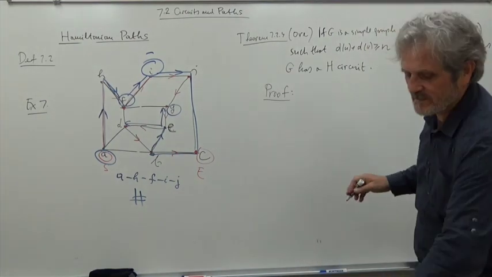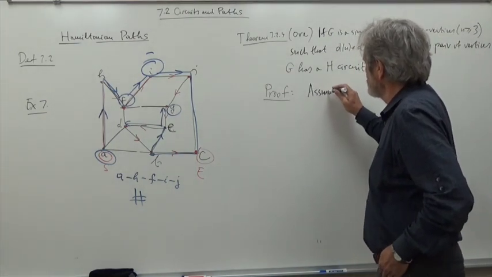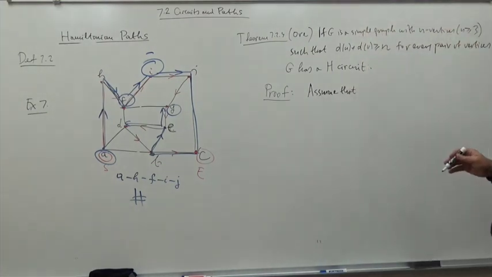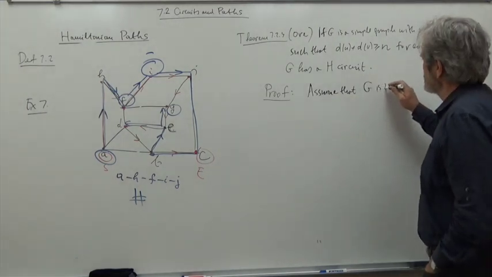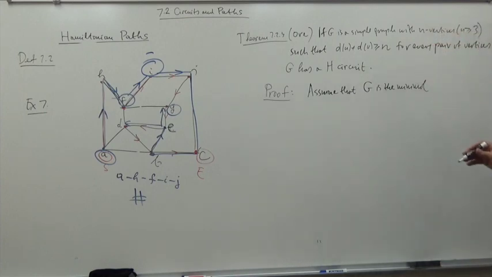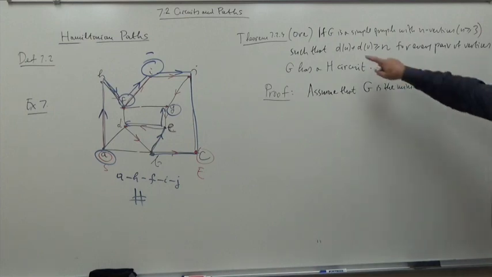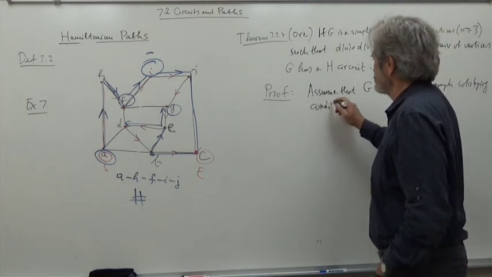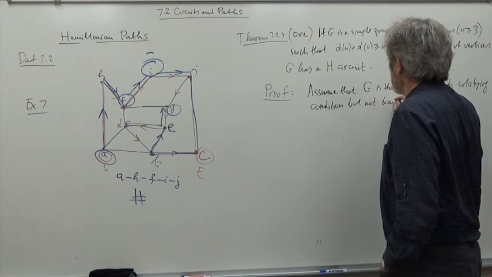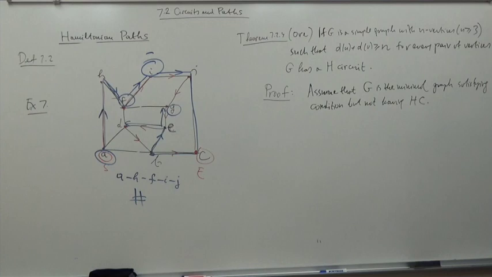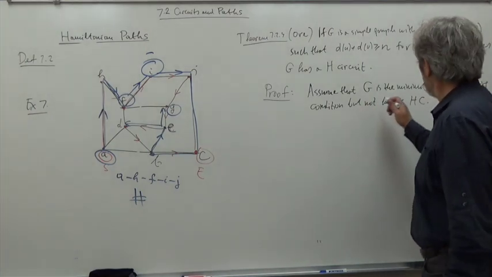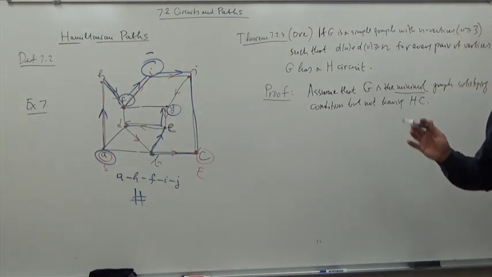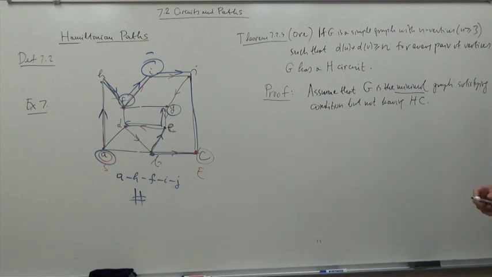So the proof goes like this. Assume that G is the minimal graph. So let's argue by contradiction. We assume that the graph satisfies this condition but doesn't have a Hamiltonian circuit. So assume that G is the minimal graph satisfying the condition but not having a Hamiltonian circuit. What does that mean actually? That means if it's minimal, if we just add one edge, it will have a Hamiltonian circuit. Otherwise, we would keep cutting and get smaller and smaller graphs.